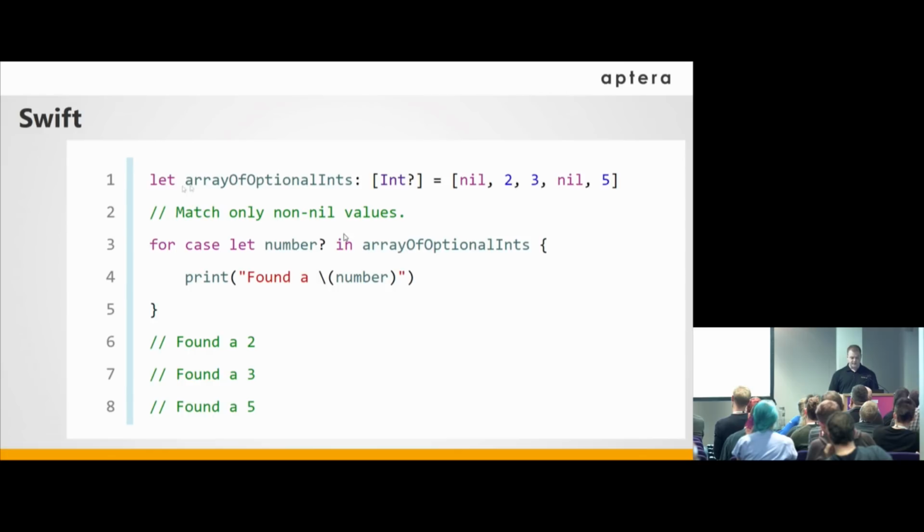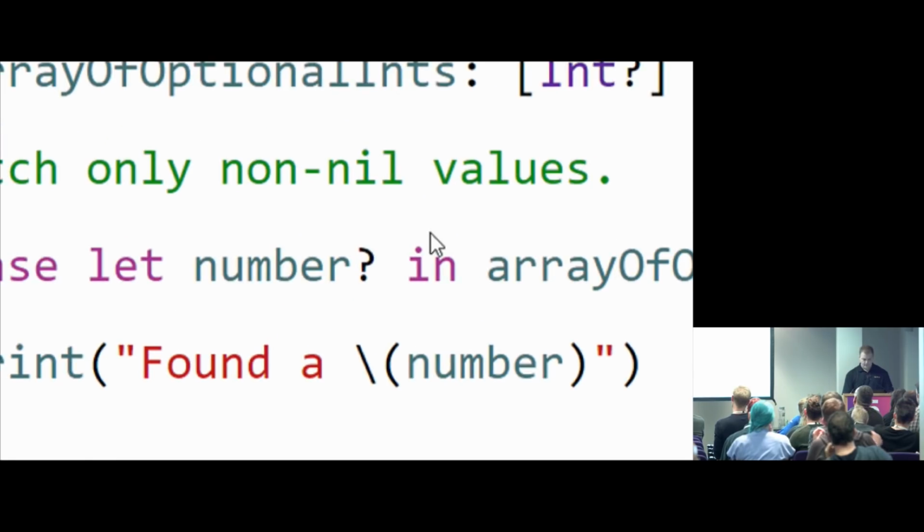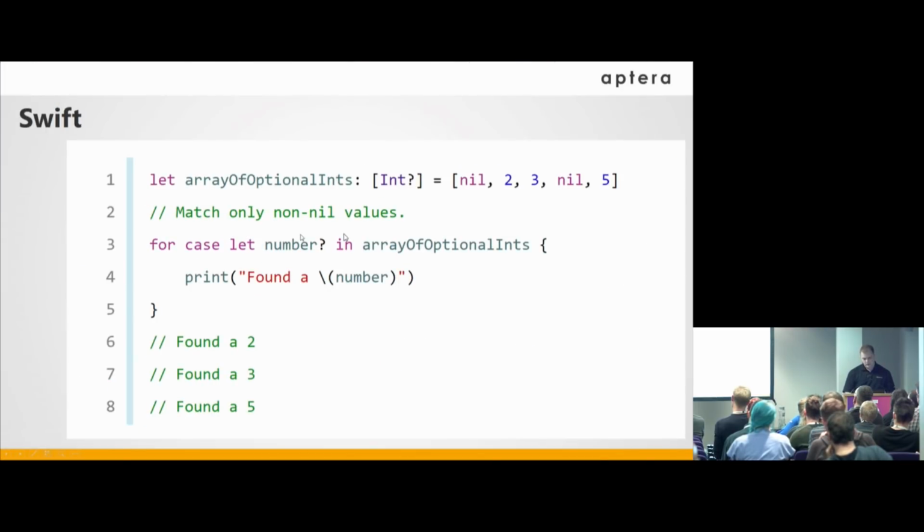Where the pattern matching comes in is this question mark right here. That guy. So what I can say is for case let number question mark in array of optional ints. And then I'm just going to say print found A and then the number. What's cool is that that means that the iteration skips over all the nils. So I don't have to have a nil check every time I go through the loop. It's just going to skip right over. Pretty cool.